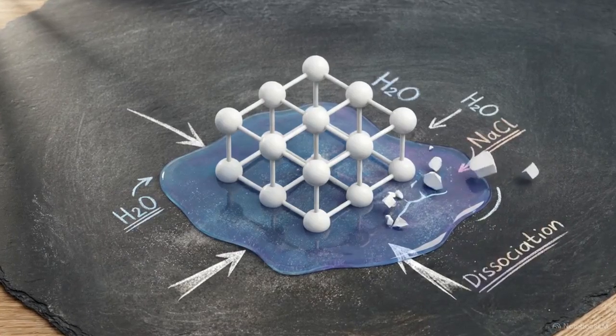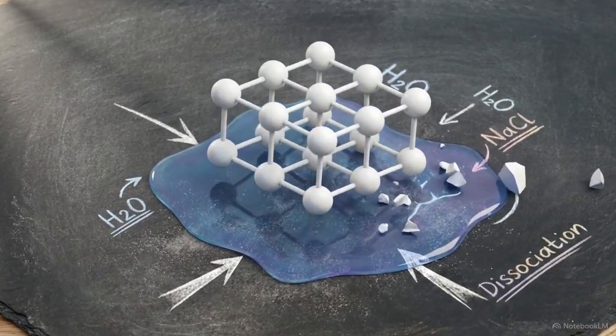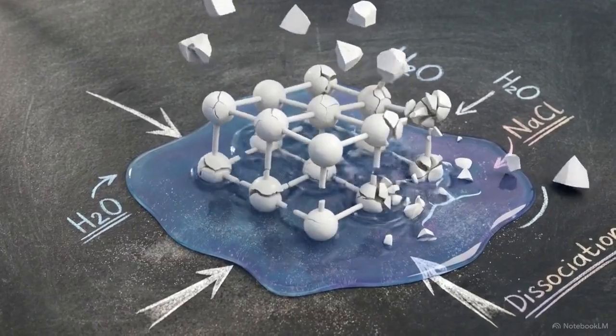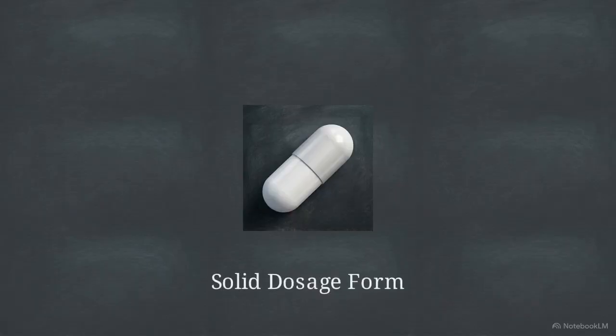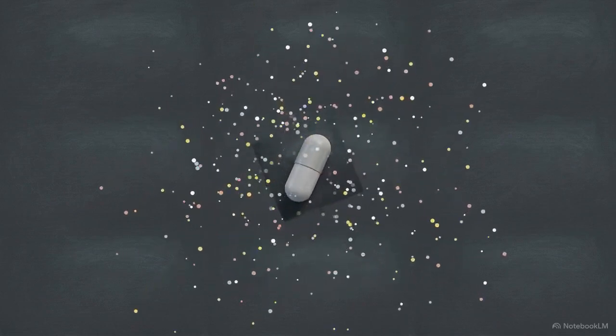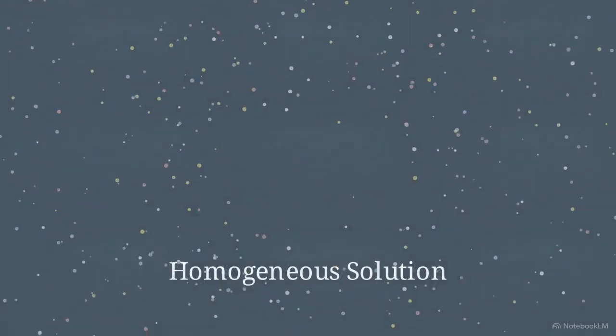Almost all drugs must function in solution within the body. Before an active pharmaceutical ingredient can be absorbed into the bloodstream, it has to transition from a solid dosage form into a liquid solution. This phase change is the primary structural hurdle of drug delivery.